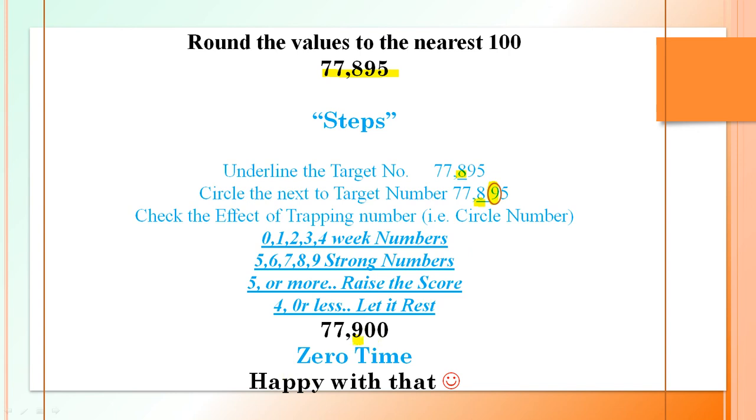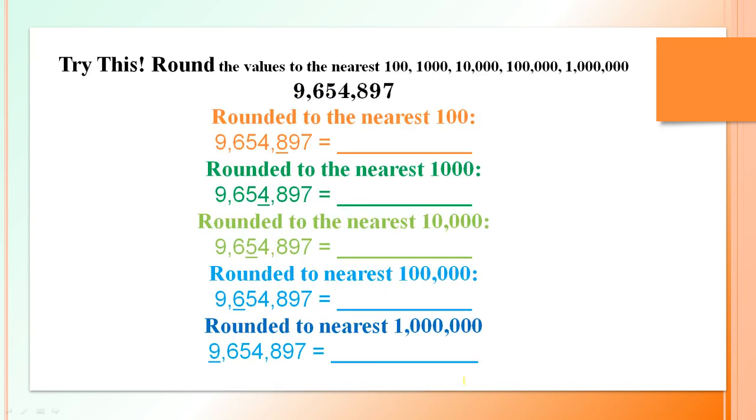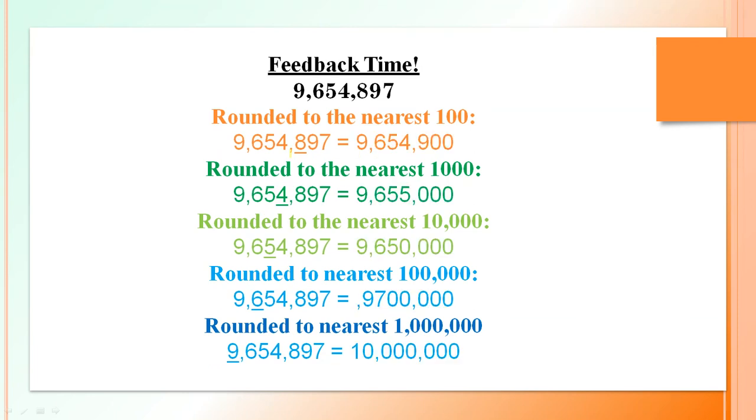And what is the 0 time? After the underlined digit, I will place two zeros for the next digits. Happy with that? Yes. The answer is in my hands. So apply the rules everywhere. Try this and remember your targeted number. Then trap the number. Then look at the number power and apply the 0 time. Now check your answers. It's feedback time.